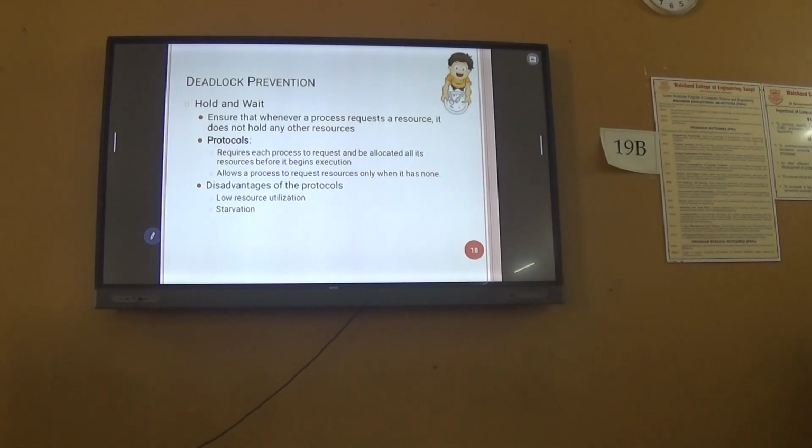How low resource utilization? Because we are banning hold and wait, we are saying process A must demand in advance how many resources will be required in the future. Process A is using a CD-ROM, it may not use a printer. So is it low resource utilization? Because the printer is simply allotted to process A but is not being used. Are you getting it? And it may again cause starvation. What is starvation? Who is in starvation now? A or B?